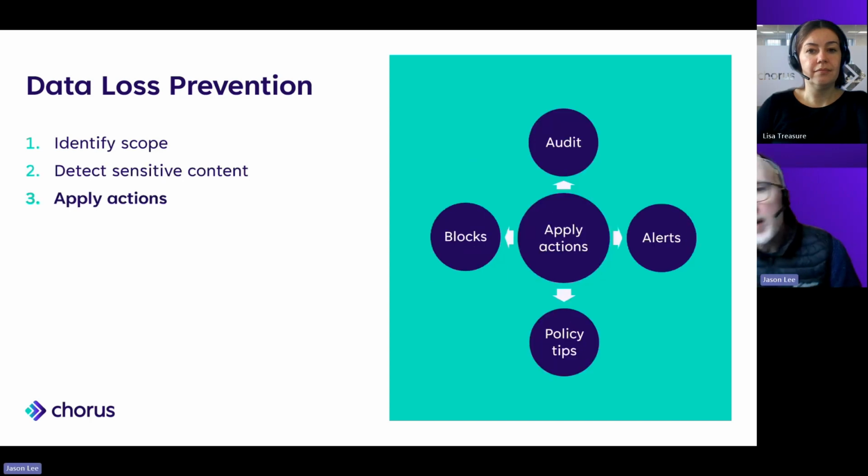So finally, when we've detected a match, we're going to want to apply some remedial actions, and these range in impact from anything from simply logging an event, an audit event, through sending alerts, to showing policy tips to nudge the user in a particular direction, to blocking that activity altogether.